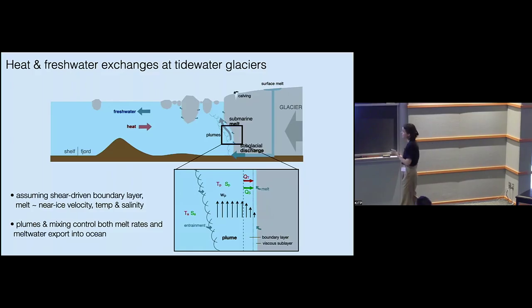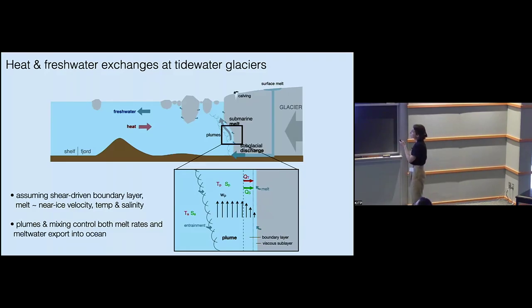And then if you're in an environment where you have a lot of buoyancy from this freshwater, you might expect that near-ice velocity is going to be from plumes. All these sources of freshwater are buoyant when they enter the salty ocean, they're rising. And so plume processes are going to play an important role in controlling the mixing and the initial export of all this freshwater as it enters the ocean.